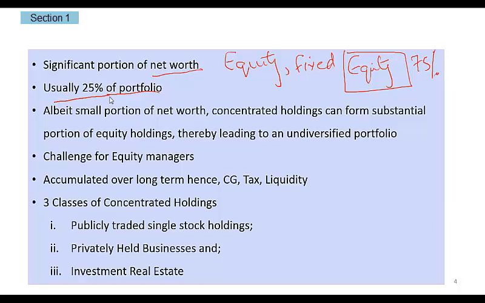Okay, the only word of caution is that don't bank on this 25%, look at the case in the exam. One country could have a law for concentrated holding which could be 15%. So I think that is important. Like I mentioned, it could be a small portion of the net worth, but it can form a substantial portion of equity holdings, thereby leading to an undiversified portfolio. So that's really the problem, isn't it?